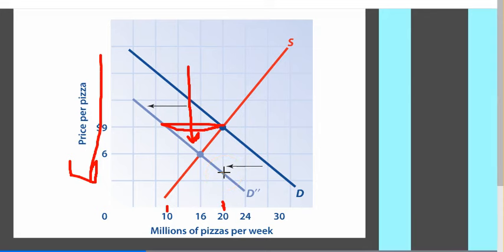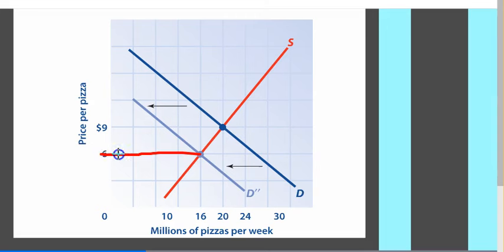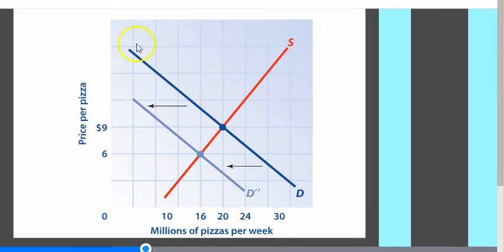Let's see, where was I? So as the price falls, quantity demanded increases along the new curve, and quantity supplied decreases along the supply curve until the two quantities meet at a new equilibrium point, which is $6 and 16 million pizzas per week. As long as the supply curve slopes upward, which it always will in our case, a leftward shift of the demand curve reduces both price and quantity. Okay, if that's confusing, please rewind and look at it again or listen to it again.